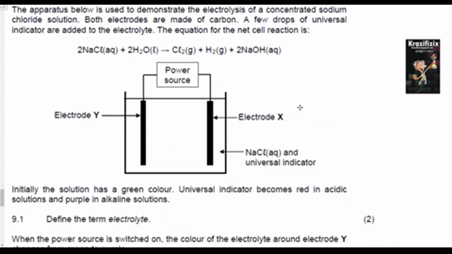All right. Initially, the solution has a green color. Universal indicator becomes red in acidic and purple in alkaline. Purple in alkaline. Okay, red in acidic. Define the term electrolyte.